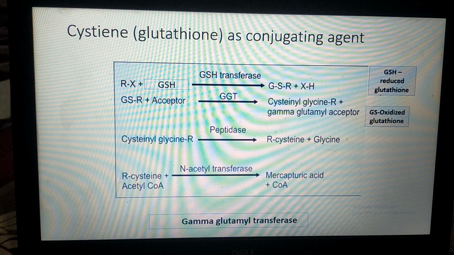Now this R-cysteine then sometimes combines with acetyl CoA to form mercapturic acid by the enzyme N-acetyl transferase. So in this way, the cysteine can act as a conjugating agent.